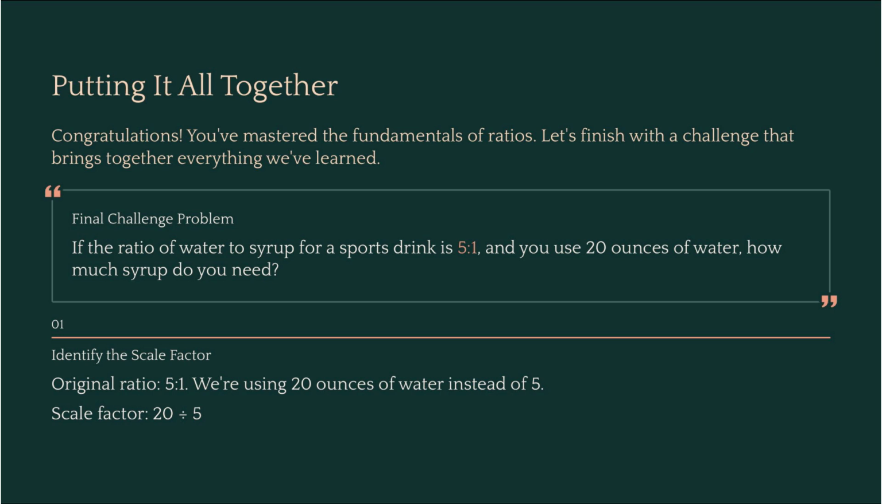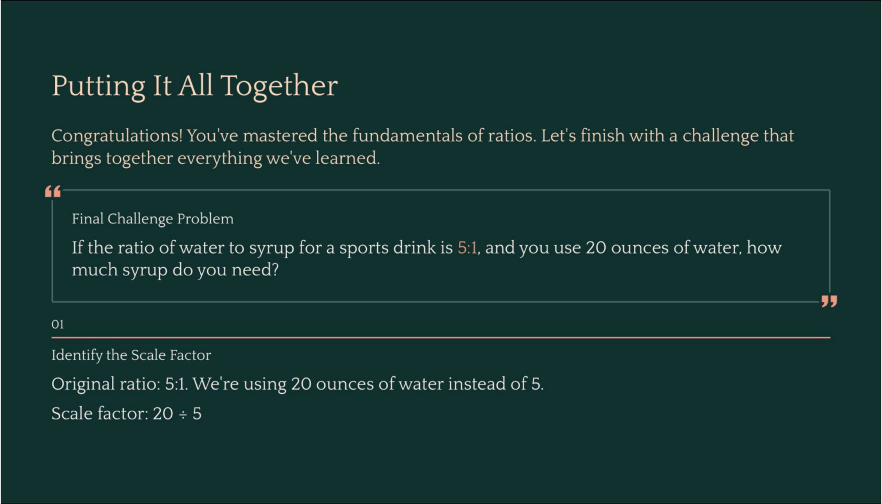Let's finish by putting all these concepts together with a final challenge. We've learned that a ratio is just a comparison. Imagine a perfect drink mix, where the water to syrup ratio is 5-to-1. That's 5 parts water for every 1 part syrup. Now for the question. If you use 20 ounces of water, how much syrup do you need?